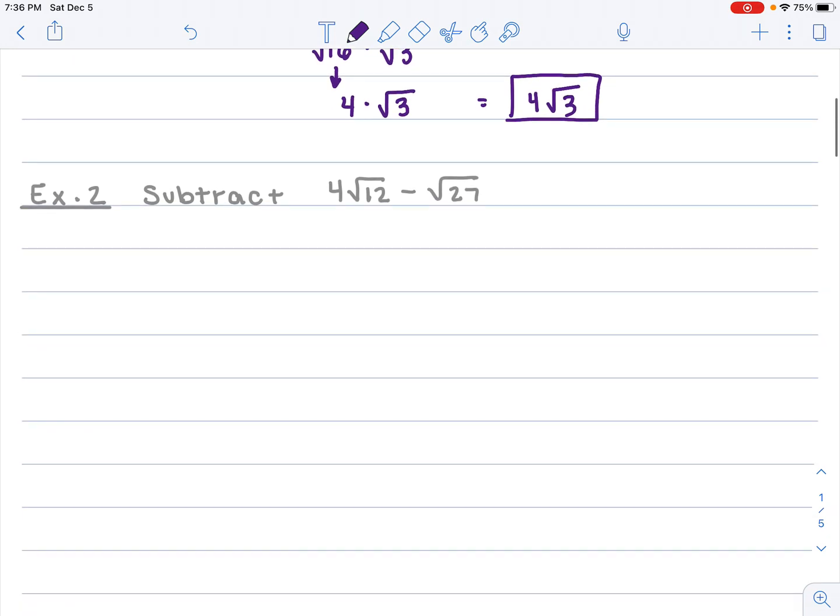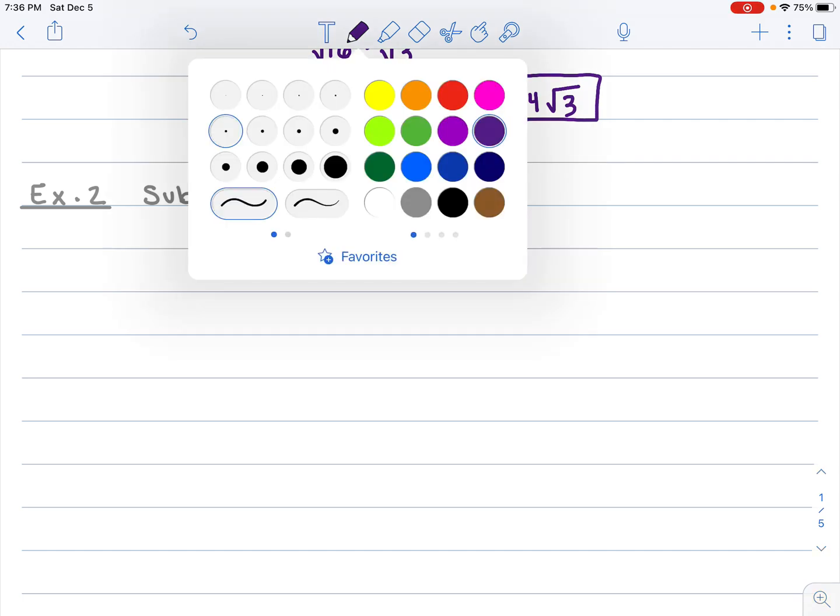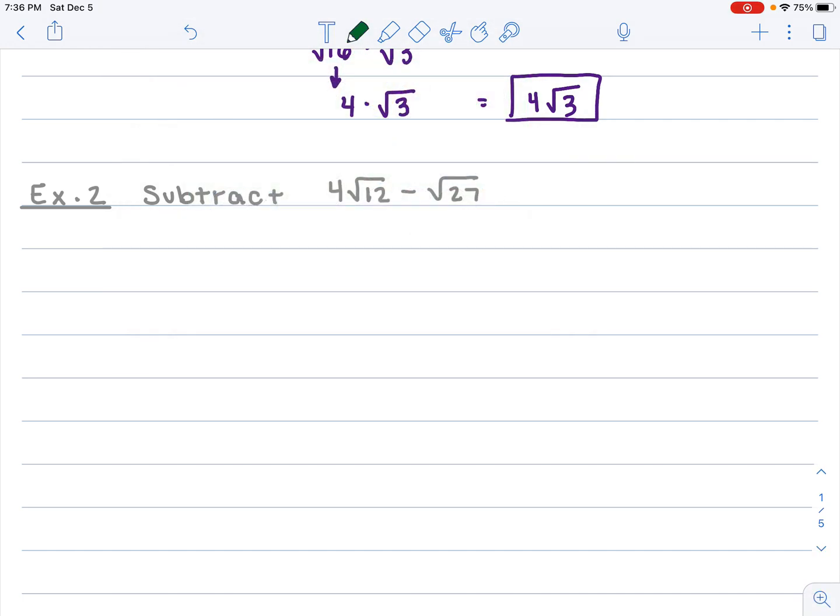For example 2, we're going to be subtracting here. One big thing I want you to know when we're doing this: in order to subtract, or even to add, they must have like radicals.